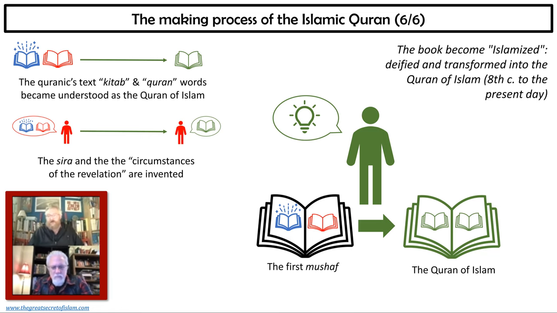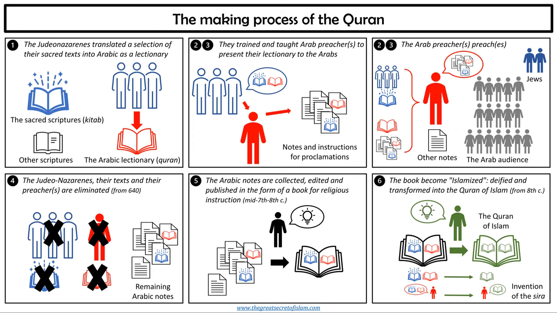And now you get the whole picture, the whole process of the making of the standard Islamic narrative's Quran. This is how I think the Islamic Quran was made, out of the sacred scriptures of the Judeo-Nazarenes, made into an Arabic lectionary, made into notes and instructions for proclamations and sermons. Those notes and instructions were made into a book, and because this book speaks about a Quran and a Kitab, when Islam was made, the sacred scriptures and the Arabic lectionary, the Quran, were given the same sense as the Islamic Quran. And so we have nowadays what the standard Islamic narrative tells us about a very strange book, the Islamic Quran, which talks about itself as a book.